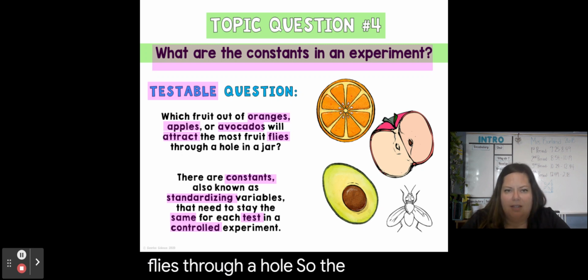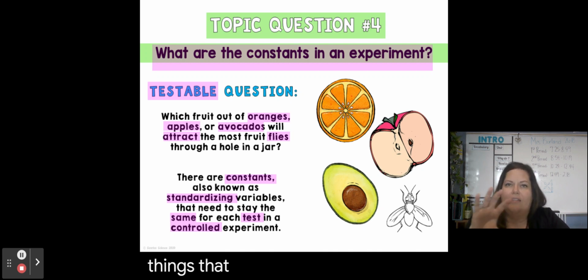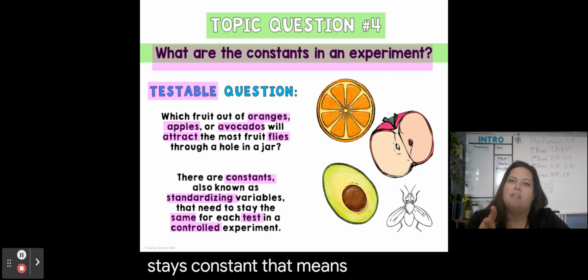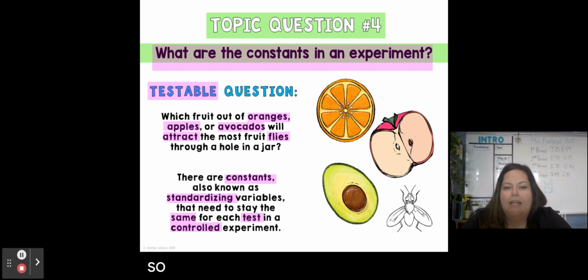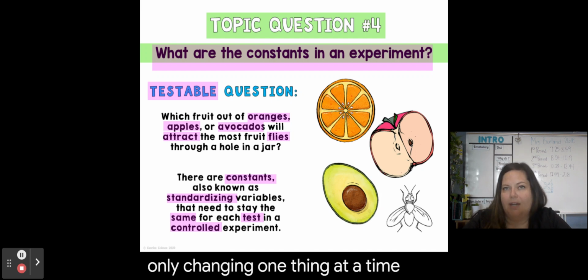So the constants are also known as the standardizing variables, meaning these are the things that stay the same. Think of the word constant itself. If something stays constant, that means it's not changing. So it's the same throughout. So we need to make sure that we are only changing one thing at a time, okay?